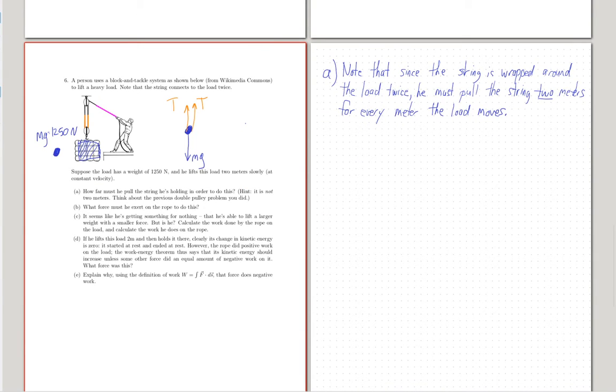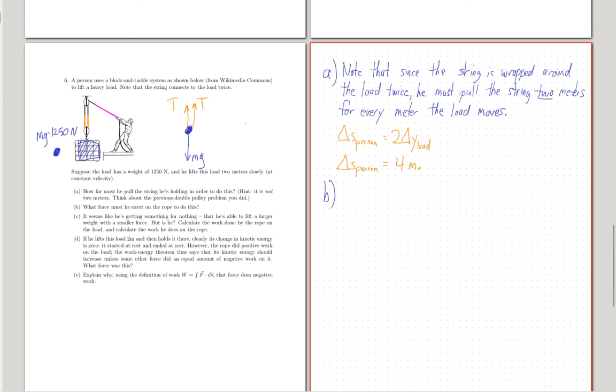So we can write that in symbols. So the displacement of the person is twice the change in height of the load. So if he's trying to lift this 2 meters, then he must move 4 meters.